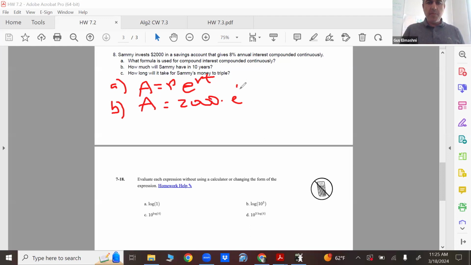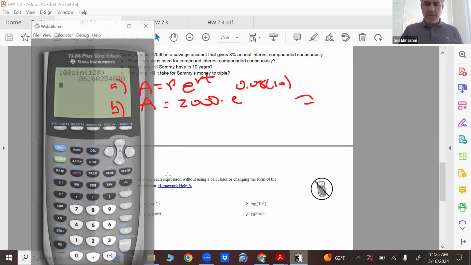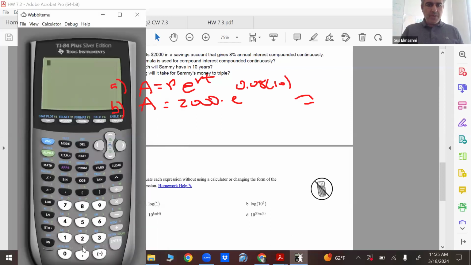times E to the power 0.08 times 10, so the exponent is 0.08 times 10. Work that out. That's where we need a calculator. $2,000, second ln is where you can find E. 0.08 times 10. You get 4451.08. That's how much money we got.